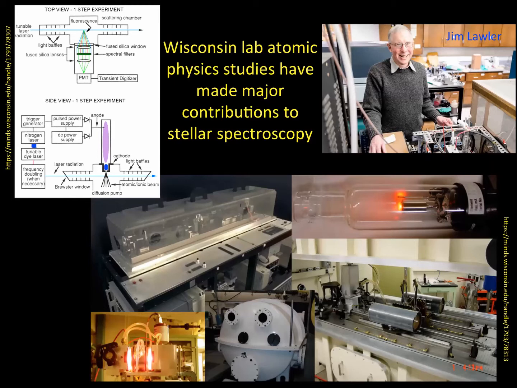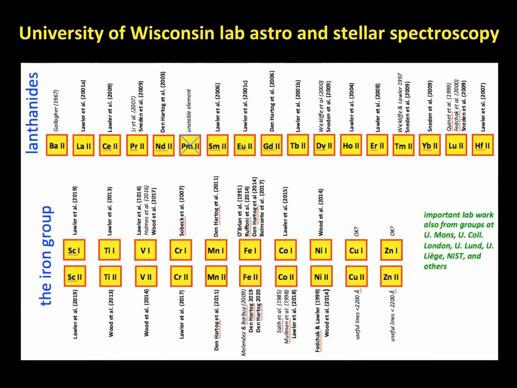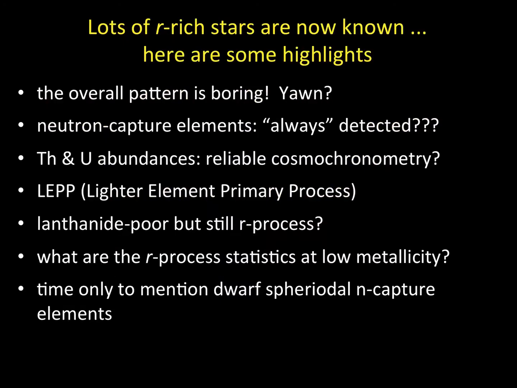They do lab astro, and they have been responsible for the huge improvement in transition data for a number of elements, both in the iron group, that's below, and among the lanthanides. And they and the people at Mons and London and Lund and Liège, they all deserve a huge amount of credit. Any stellar chemical composition analysis can't be any better than the basic atomic transition data that it uses. And these folks are of great importance.